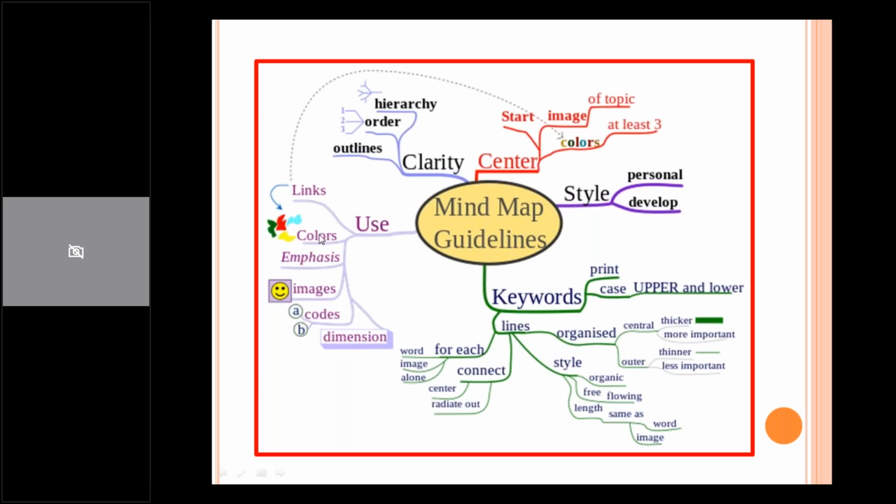You can use colors. Wherever you feel like emphasizing a particular concept, you can emphasize. You can use images. You can use codes. You can use different dimension shapes. And apart from that, when you want to present a bunch of ideas, either you can go for outlining or ordering like 1, 2, 3, or you can make use of these kinds of hierarchical system of displaying concepts.